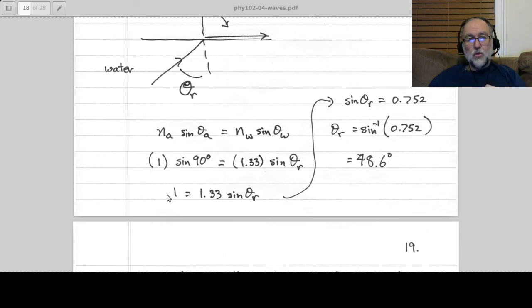And so just working this out, you get 1.1 is equal to 1.33 times sine theta r, so sine of theta r must be 0.752. Take the inverse sine of that, and you get 48.6 degrees. That is the critical angle, okay?